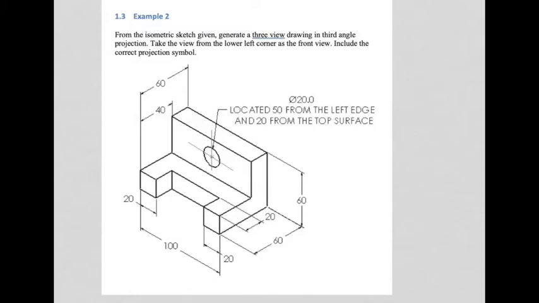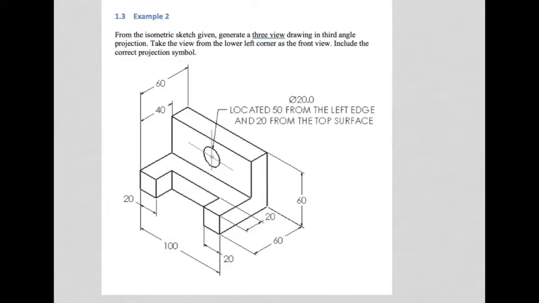Example 2, you are given an isometric sketch. That is what this is over here, an isometric sketch. And from it, you must generate a 3-view drawing in third angle projection. And you must take the view from the lower left corner as the front view. So from the lower left corner of your drawing, if you were standing here and looking at the object in this direction, we will make that the primary view or the main view, front view.